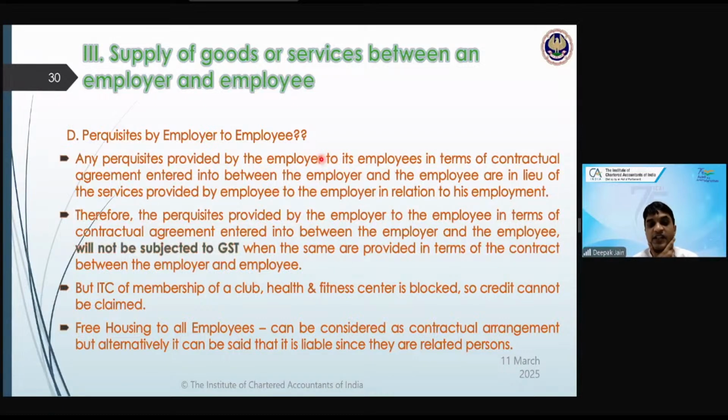But ITC of membership of a club, health and fitness center is blocked, so credit cannot be claimed. So you can claim the credit on the gifts part, but ITC will not be available to the company. Free housing to all employees can be considered as a contractual arrangement, but alternatively, this will not happen.